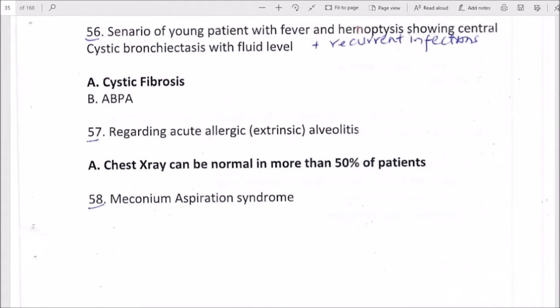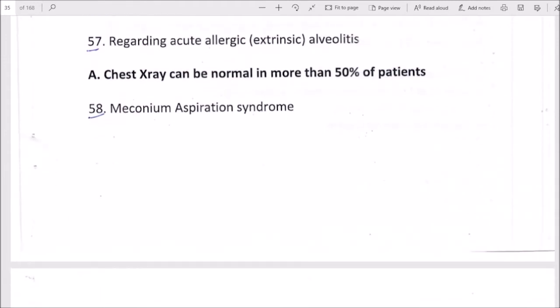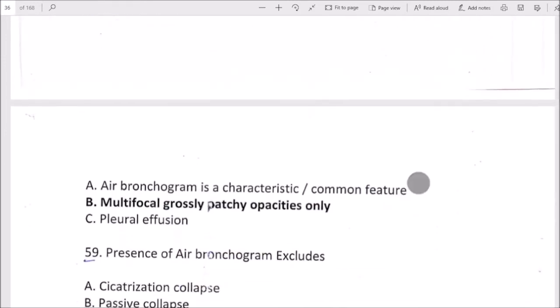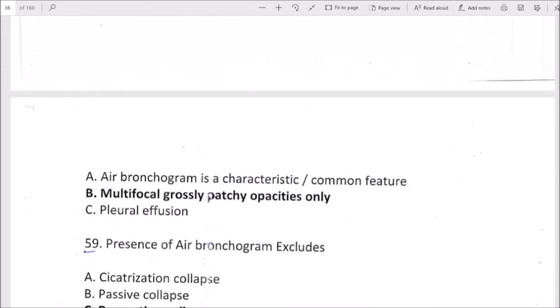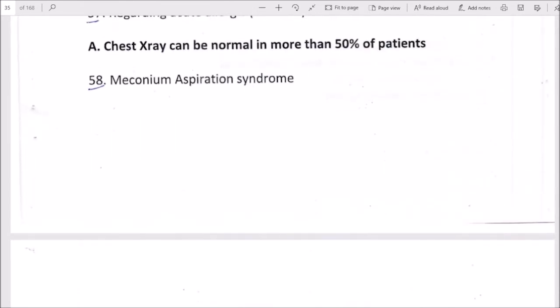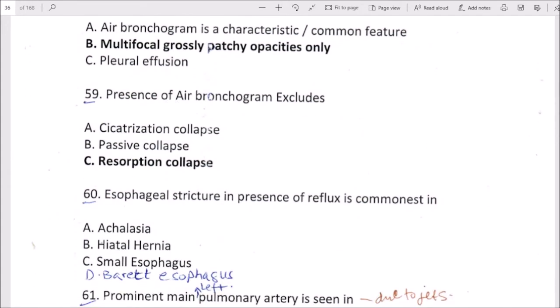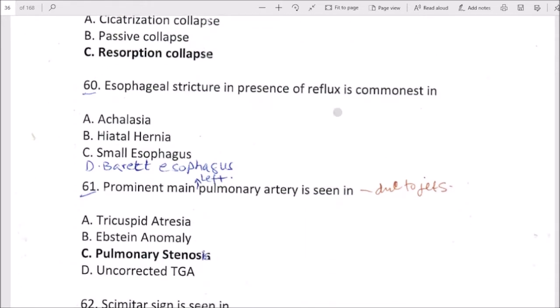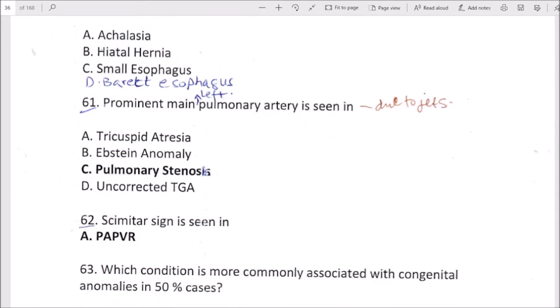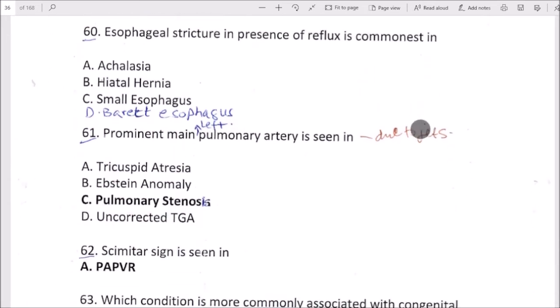57. Recurring acute allergic extrinsic alveolitis: chest X-ray can be normal in more than 50% of patients. 58. Meconium aspiration syndrome: multifocal, patchy opacities only. 59. Presence of air bronchogram excludes resorption collapse. 60. Esophagus stricture in presence of reflux, consider Barrett esophagus.